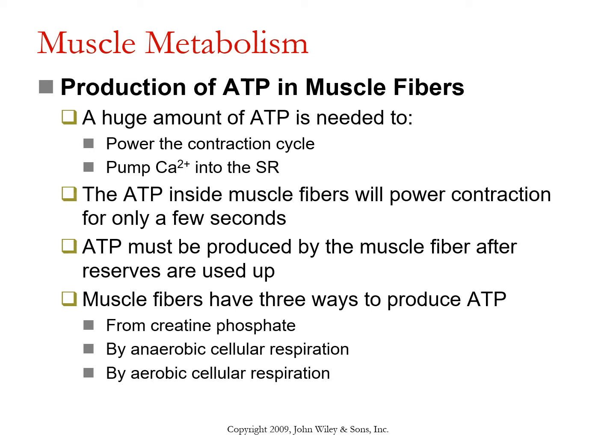All right, but what if he's doing the 200 or 400? He's going to need more ATP. That ATP comes from anaerobic cellular respiration or glycolysis. And the ATP produced by glycolysis can power contractions for about 2 minutes.